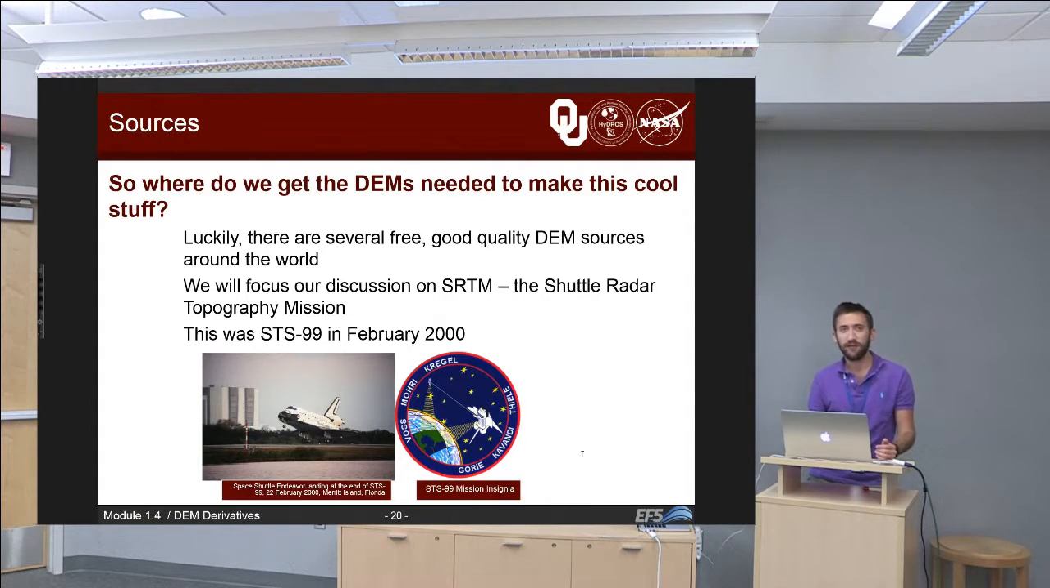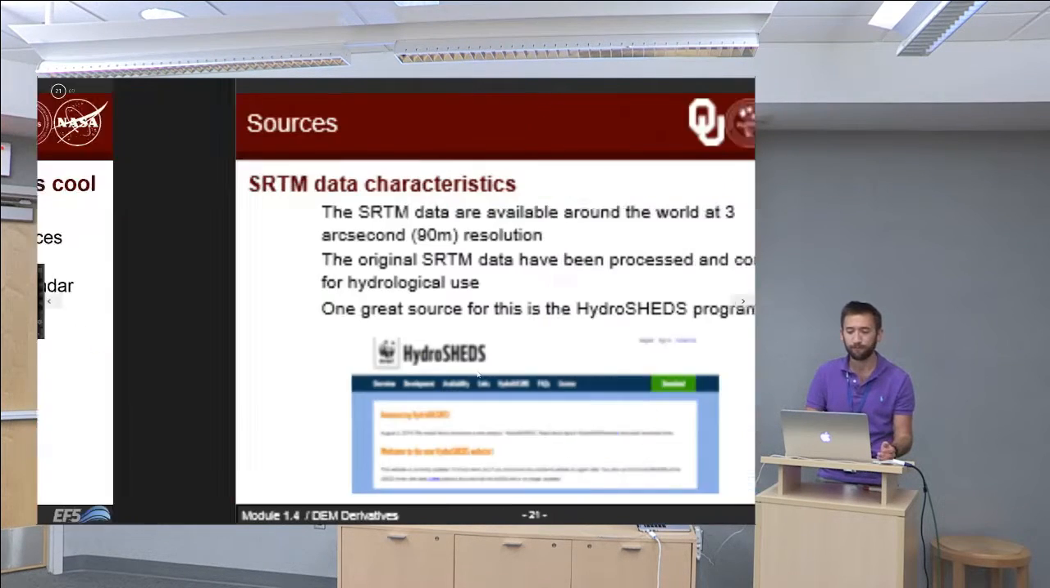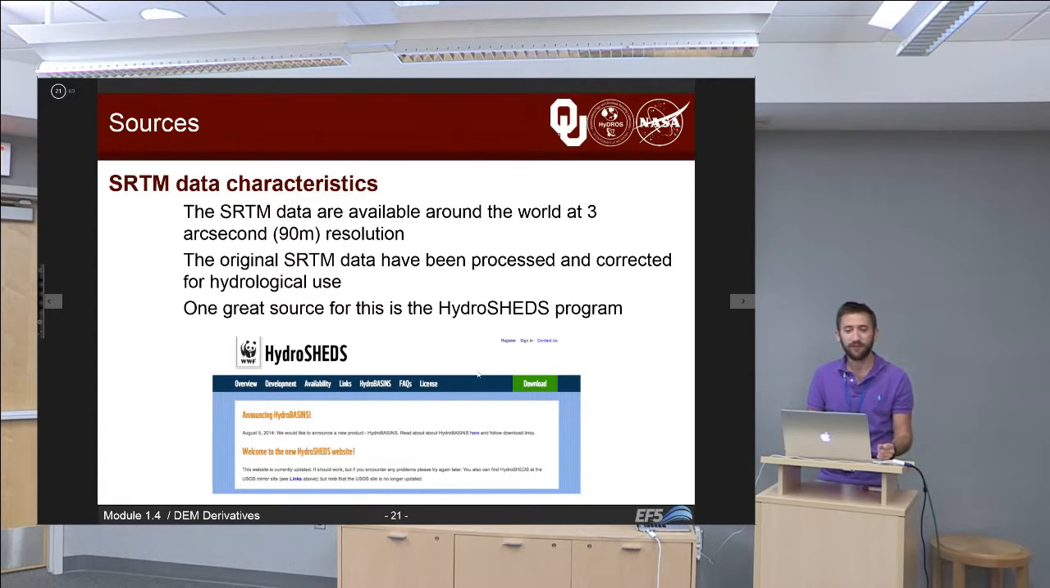This was actually part of the mission STS-99, launched back in February 2000. We have a picture of that shuttle mission itself landing on Merritt Island, Florida in February 2000, and then the mission badge for the people that actually ran the space shuttle for this project. What they did is they basically used a radar instrument to scan most of the Earth's surface. Some of the characteristics of the SRTM data: they're available around the world at 3 arcsecond resolution, or 90 meters on each side of a grid cell.